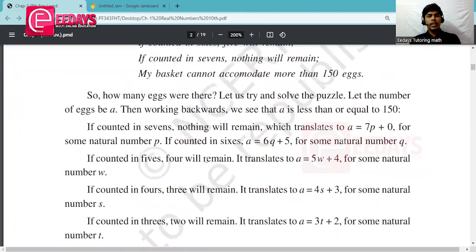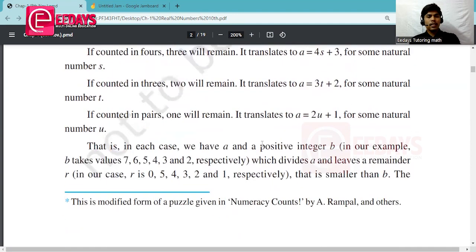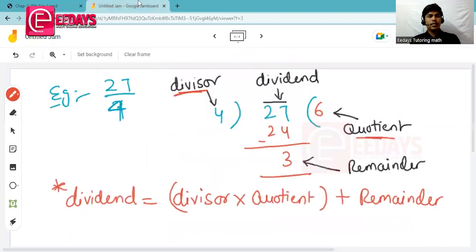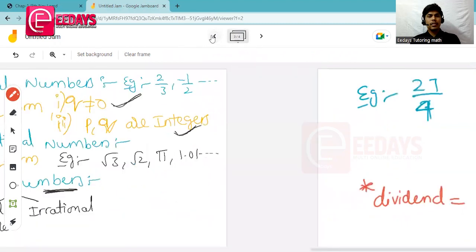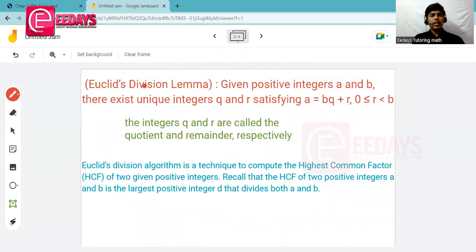Observe carefully. The Euclid division lemma is in the form of a is equal to bq plus r. Let's understand about the Euclid division lemma here. Given positive integers a and b, there exist unique integers q and r satisfying a is equal to bq plus r. Sir, what is this? a is equal to bq plus r.